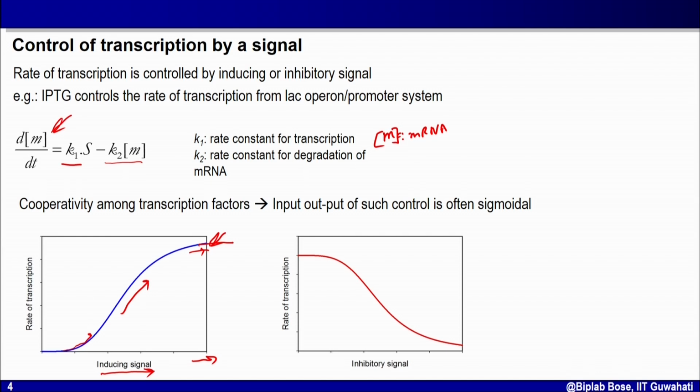Similar behavior has been observed for many transcription factor molecules which go and inhibit transcription of a particular gene, where if you increase the inhibitory signal, the rate of transcription does not decrease linearly, rather non-linearly in an S-shaped sigmoidal fashion, and it is just the reverse of the previous one. So, that means I have a non-linear relation between signal S and the rate of transcription.